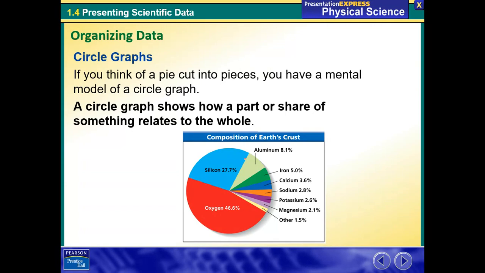So, for example, if I talked about kids in this classroom, well, how many of the kids in the classroom are boys or how many are girls? So how does that relate to the total amount of kids in the classroom? The example that your textbook uses is how do these elements compare to all of the elements that the Earth's crust is made up of?